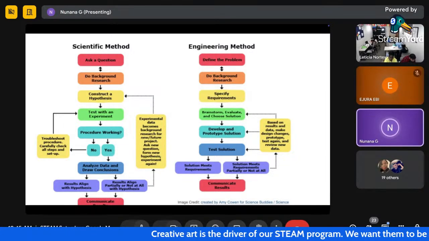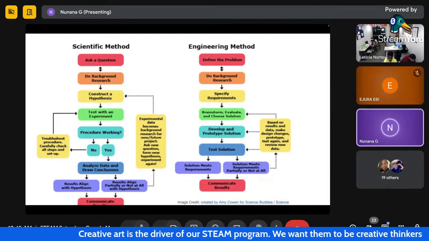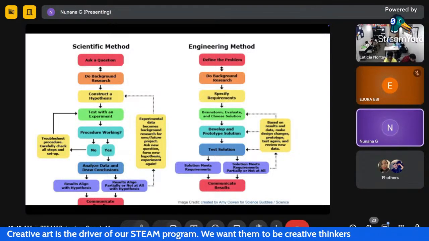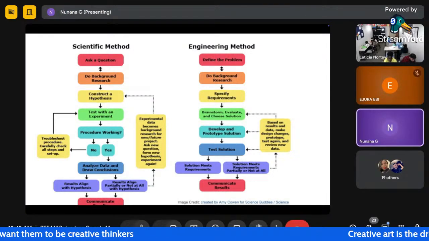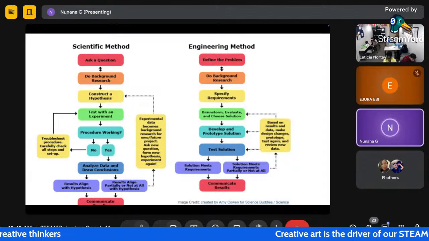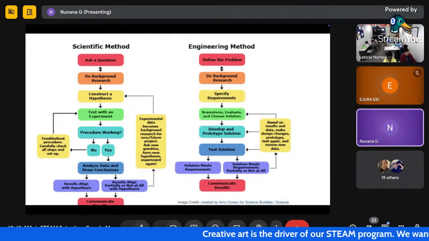This is the scientific method. Number one, you find a problem. Number two, you ask a question. How can I solve this problem? Number three, you have information. You find information on what other people have already done.